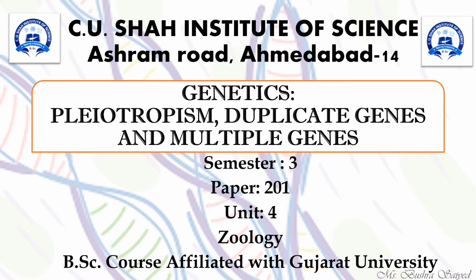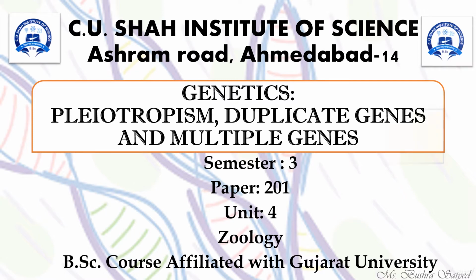Since this is the new semester, you should know certain points of the syllabus. When we talk about zoology, there are total two papers that you need to study, 201 and 202. Each paper will have a total of 4 units. Today we are going to study paper 201, unit number 4, the genetics part of it. In that we will be covering three topics: pleiotropism, duplicate genes and multiple genes.